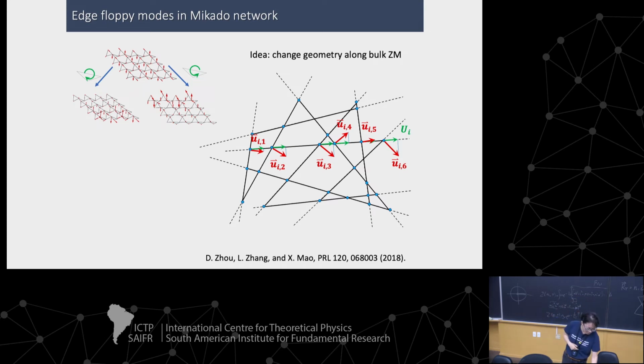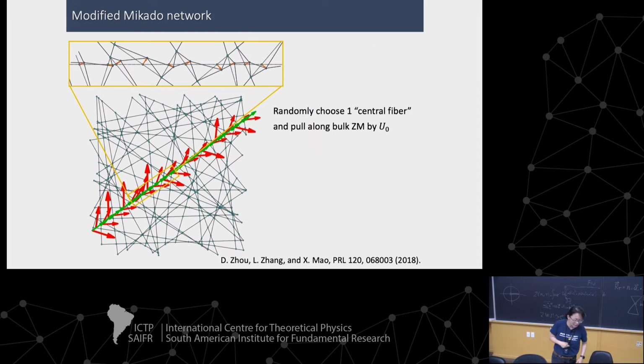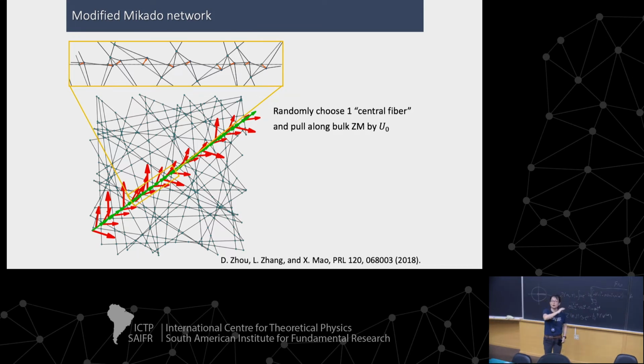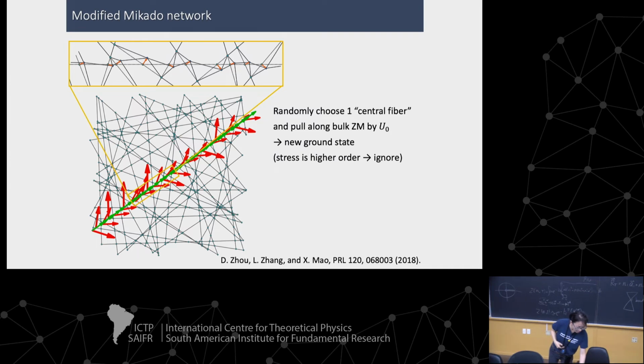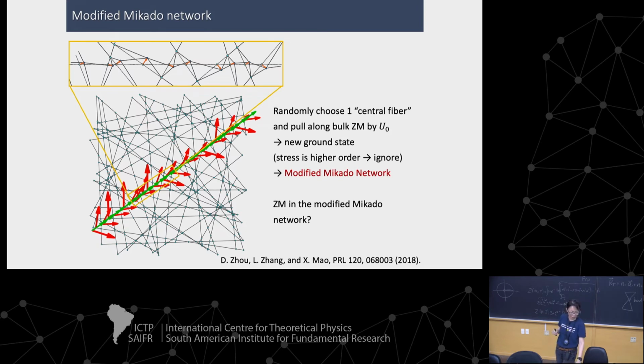It turns out that the way you can do it is quite simple. You just take this fiber and pull it in one way. This is the bulk zero mode. We talked about this lattice has bulk zero modes. You just follow this bulk zero mode and pull it a little bit. This defines a new ground state because you follow a zero mode. The stress that is generated is very small. We call it a modified Mikado network.